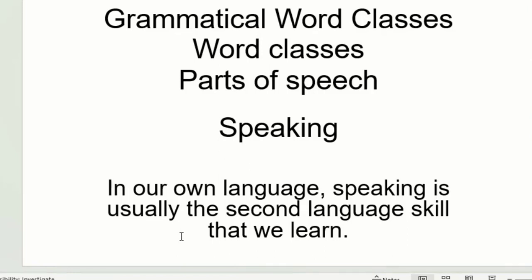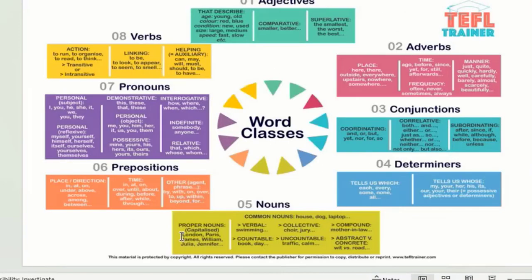Okay, thank you. In our own language, speaking is usually the second language skill that we learn. We are satisfied with that one. It's the second skill from hearing, listening. Then we come to speaking. I just want to stress this, class, as much as I can, for you to remember how to construct a sentence, how to see that your sentence is not complete or it's wrong.